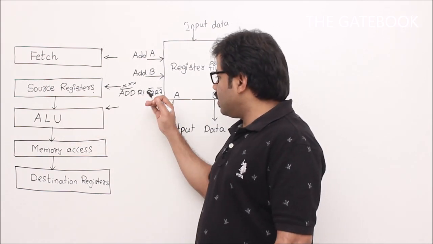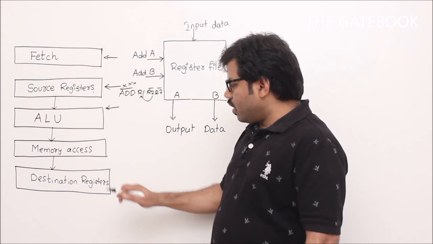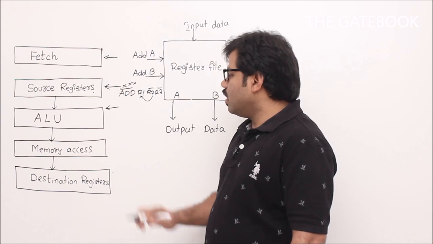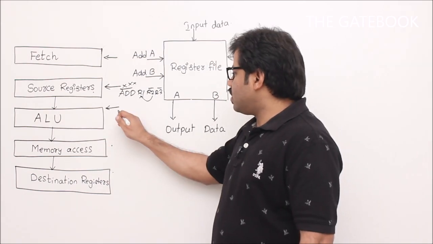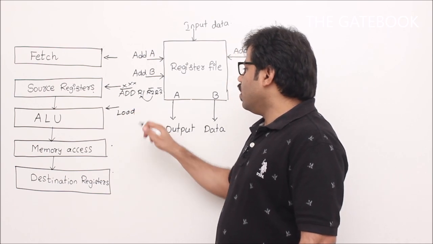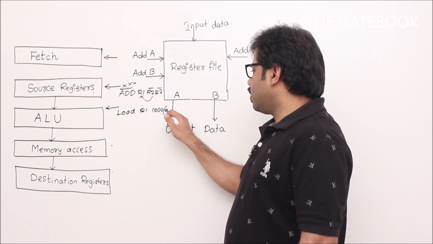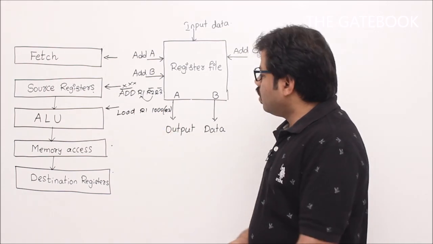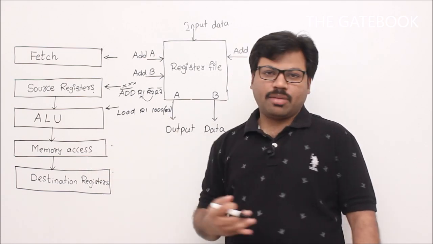After that we have to store the result back to R1, right? That we will be doing in the fifth stage. But in the fourth stage, I do memory access. For example, if the instruction is load R1, 1000 of R2, something like this, then in this memory access stage I will be accessing the memory part, the main memory.